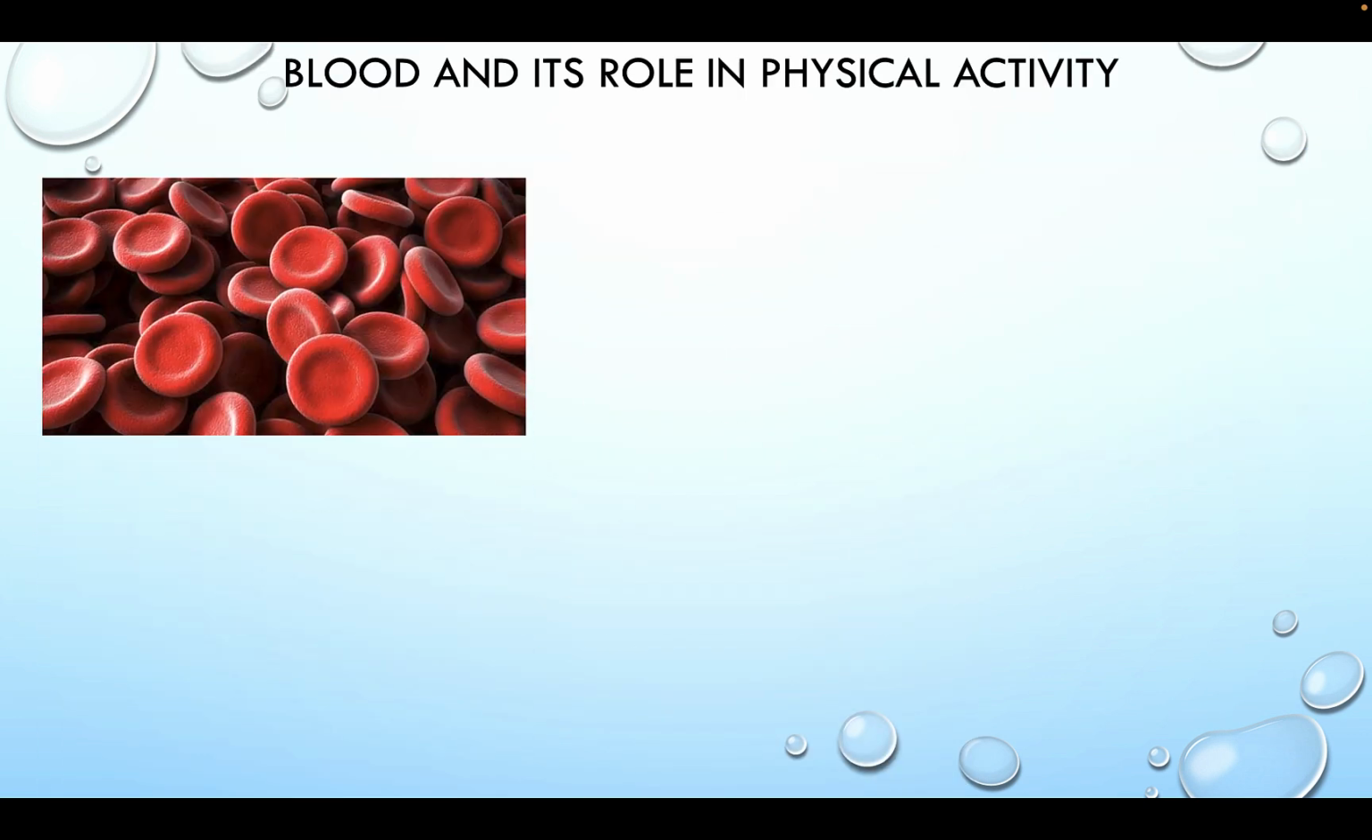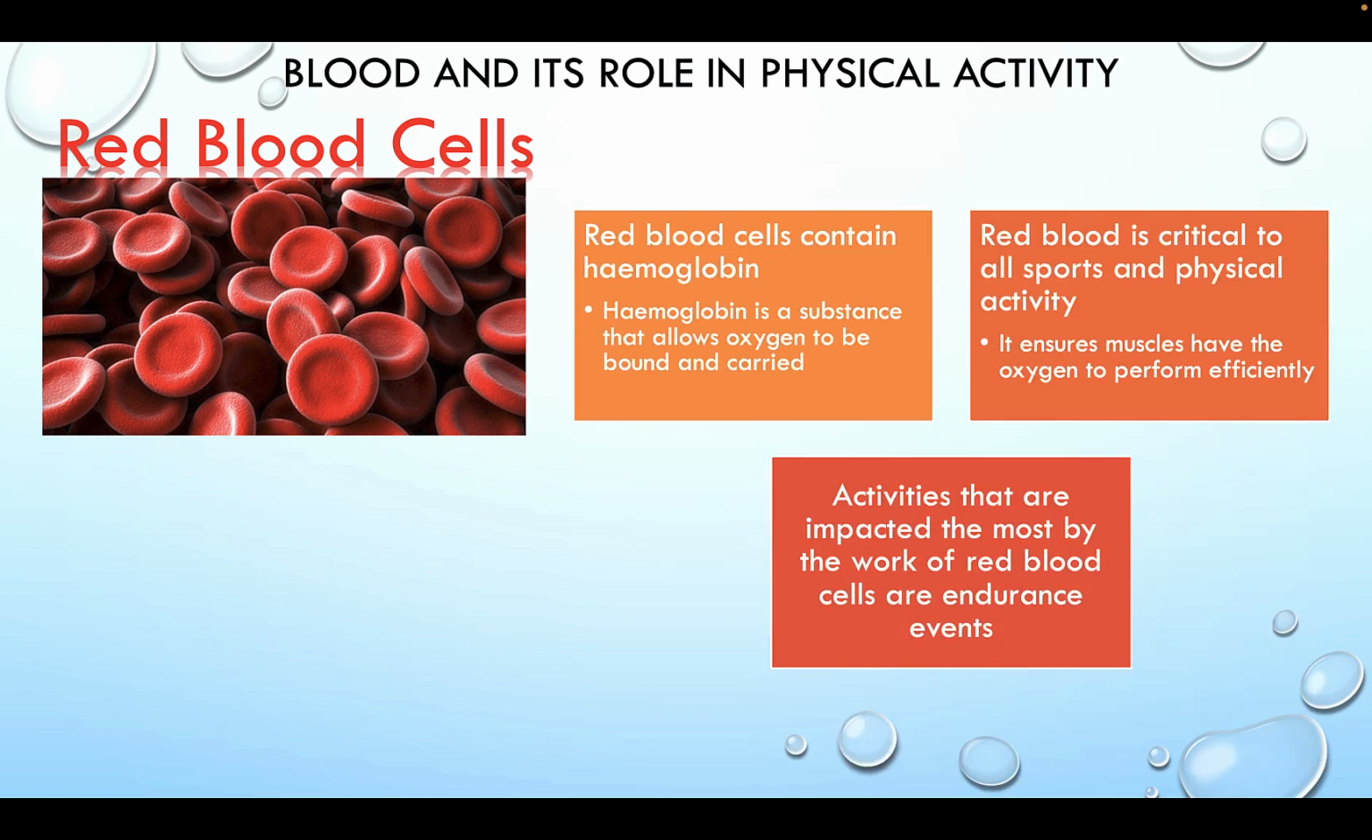Blood and its role in physical activity. Red blood cells contain hemoglobin. Hemoglobin is a substance that allows oxygen to be bound and carried. Red blood is critical to all sports and physical activity. It ensures muscles have the oxygen to perform efficiently. Activities that are impacted the most by the work of red blood cells are endurance events, or anything that works aerobically.